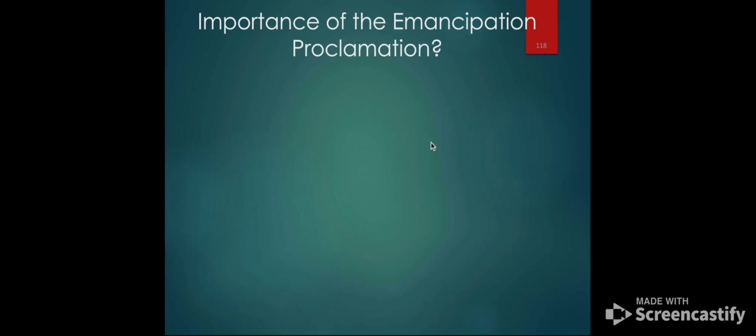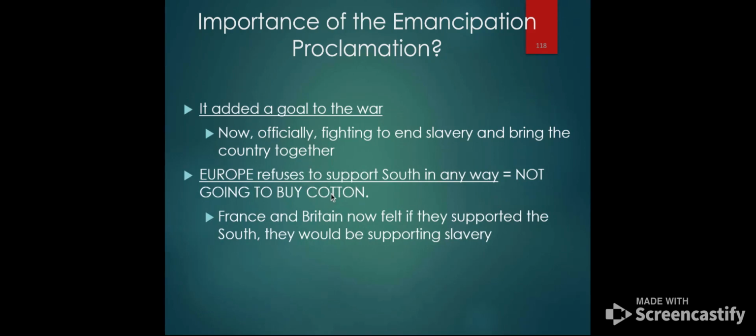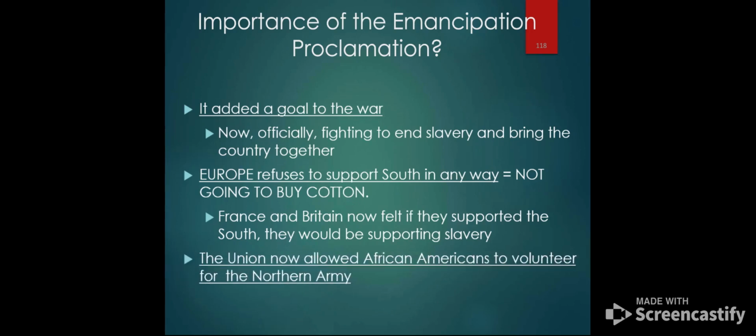So why is this important? Number one, it added a goal to the war. At the beginning of the war, Lincoln's only stated goal was to keep the country together. Now it's official, what everyone had known all along. This was a war to end slavery. This was bad news for the South, because once this was issued, Europe, mainly Britain and France, come out and say, we are not going to support the South in any way. We're not going to buy their cotton. We're not going to trade them guns. They felt like if they supported the South, they were supporting slavery, and they didn't have slaves in their countries.